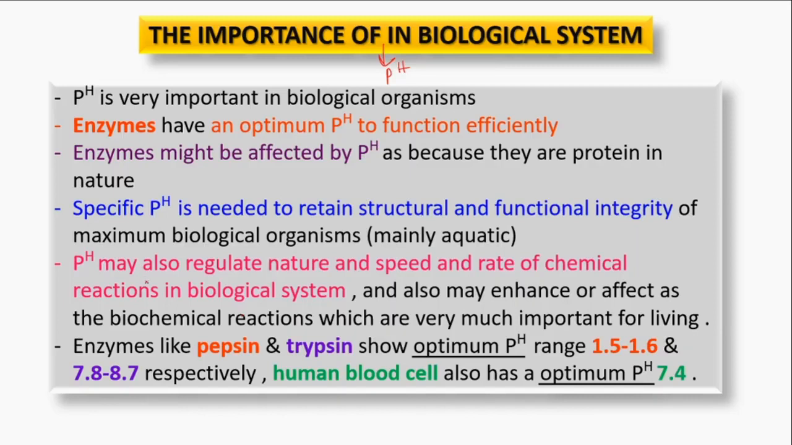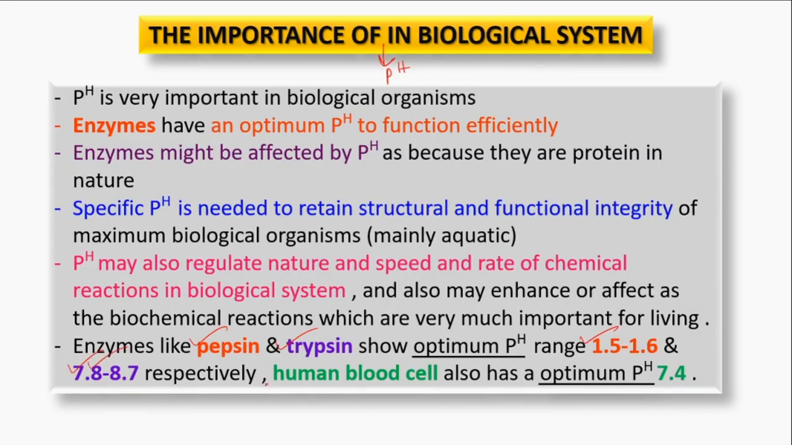For example, consider pepsin and trypsin, two enzymes we all know about. Pepsin and trypsin are found in our digestive tract, pepsin in the stomach, while trypsin is from the intestinal tract. Pepsin shows an optimum pH of 1.5 to 1.6, which is an acidic pH, while trypsin shows a basic pH which ranges from 7.8 to 8.7.